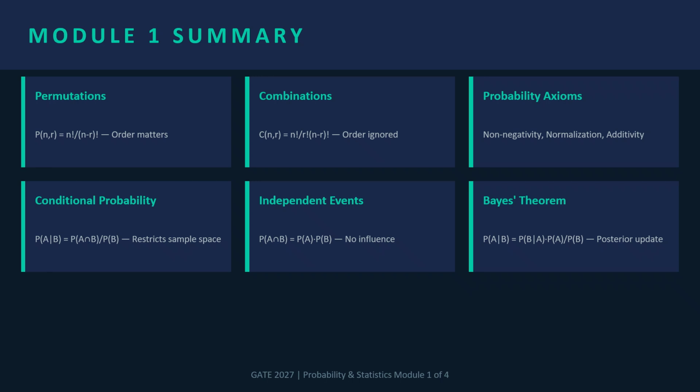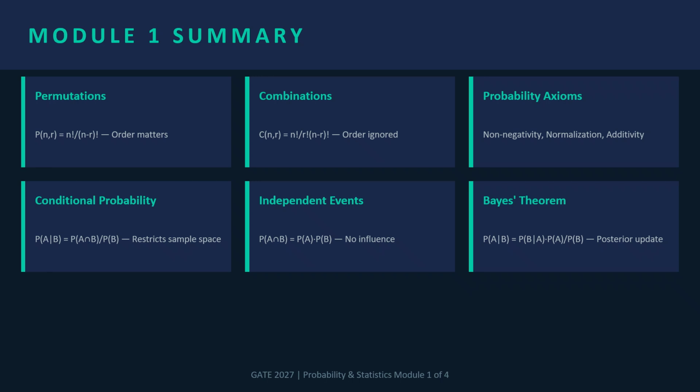Thus, today's summary is we have discussed permutations, combinations, probability axioms, conditional probability, independent events, and Bayes theorem. In permutations, we have seen that order matters. Example is seating arrangement, and permutations of n r is equal to n factorial by n minus r factorial. And in case of combinations, order will be ignored. You can call it selections, and C of n r is equal to n factorial by r factorial into n minus r factorial.